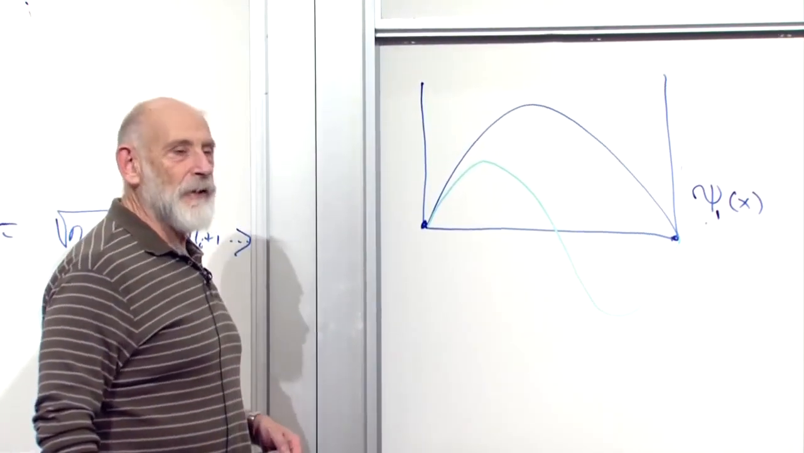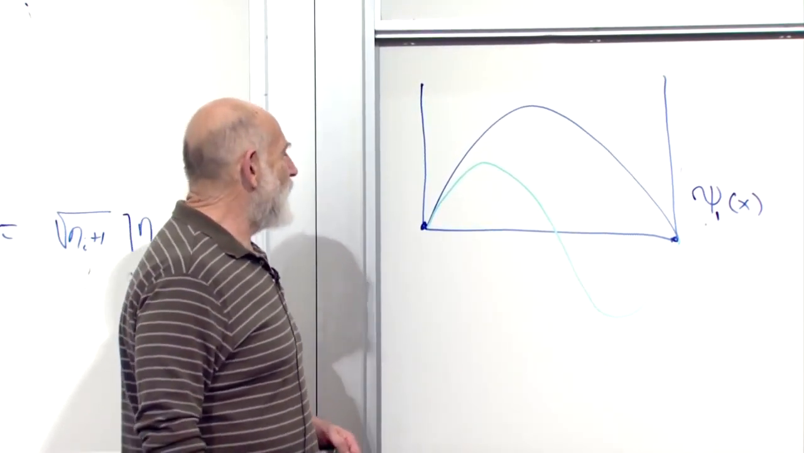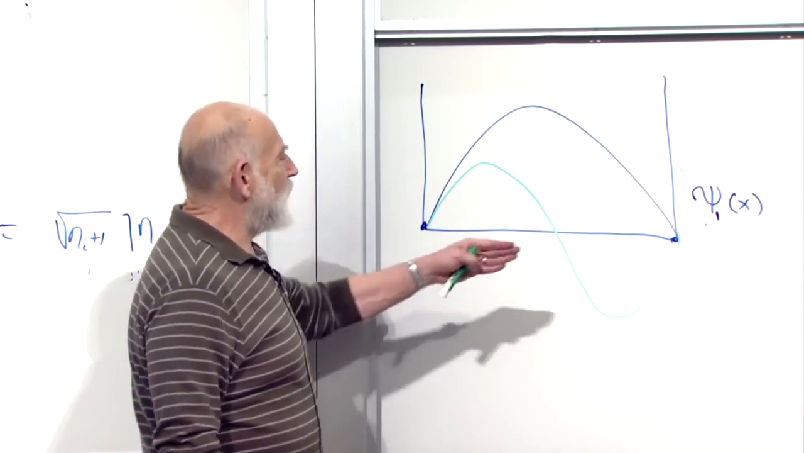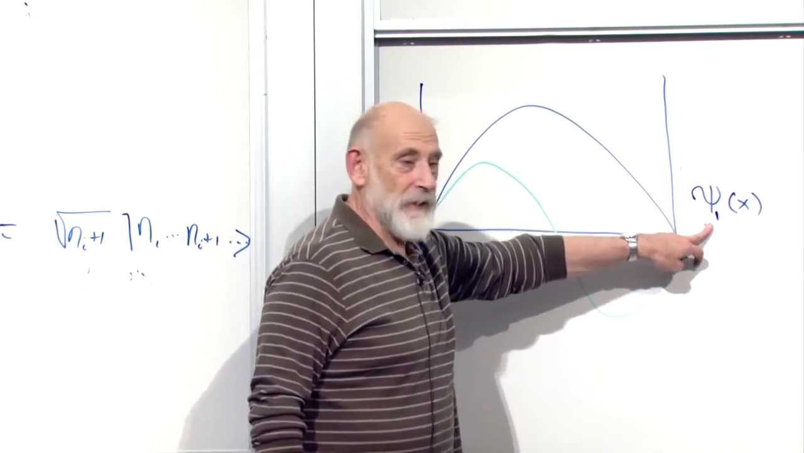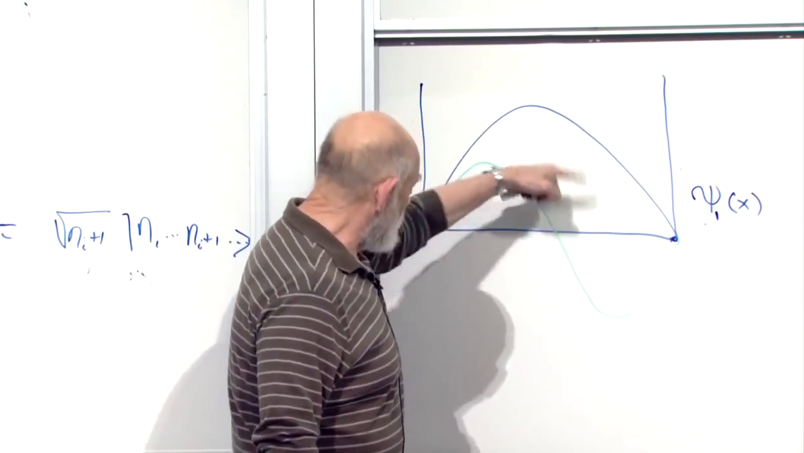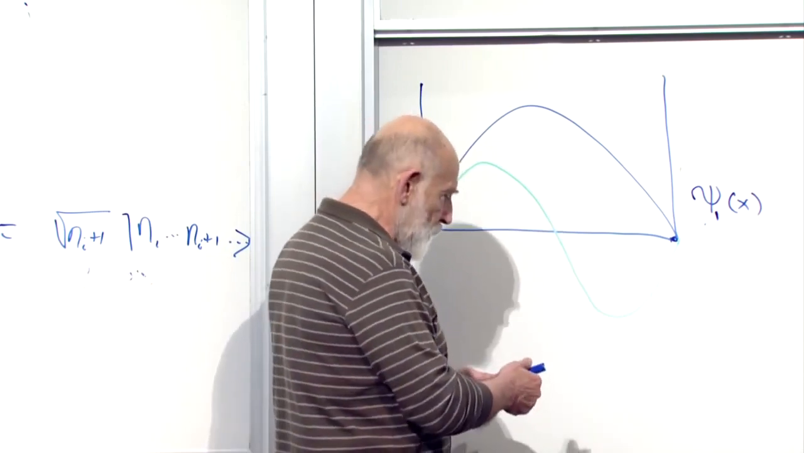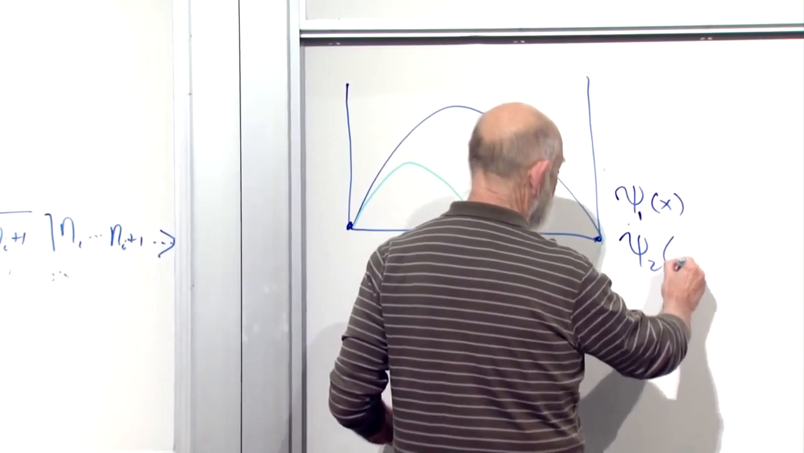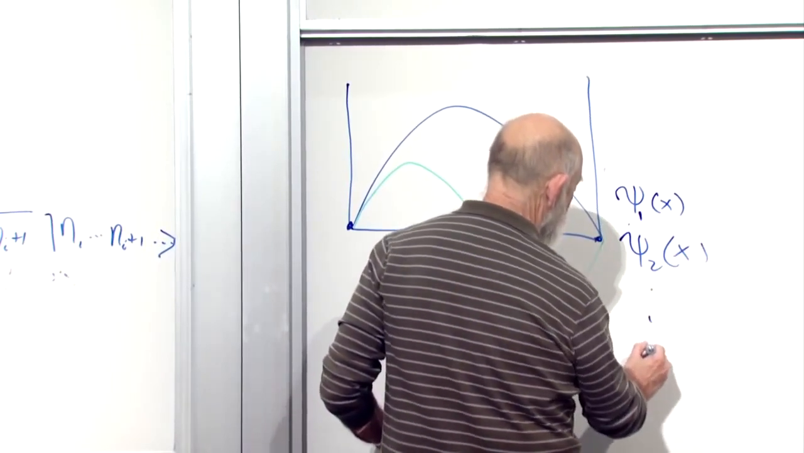I'm using a funny notation. The index here is not the number of nodes. It's one more than the number of nodes in the box. So the next one would be psi 2 of x, and it would have a higher energy. And so forth and so on.